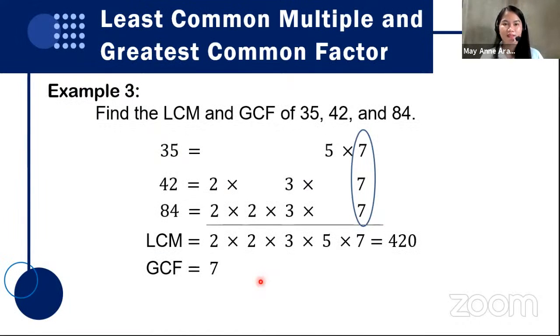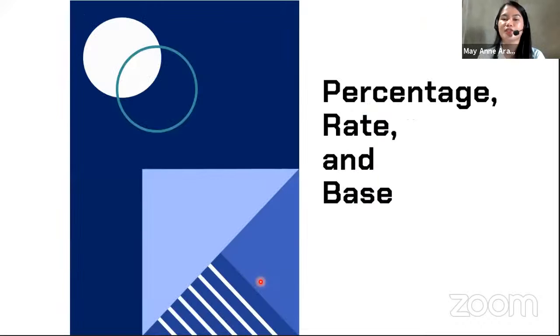Okay, that is for LCM and GCF. So we make use of prime factorization here to find the LCM and greatest common factor. So again, LCM is always greater than or equal to the greatest common factor. And for relatively prime numbers, for LCM, just multiply the two given numbers, and the GCF is always 1 for relatively prime. Okay, next, let us have the percentage, rate and base.